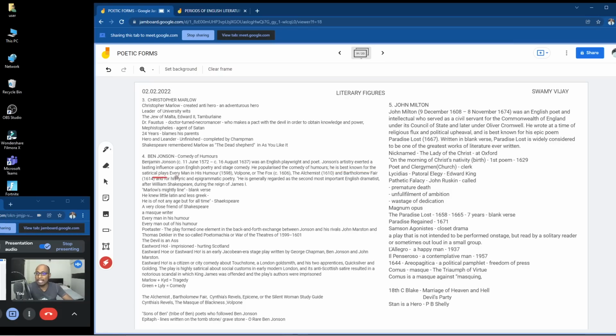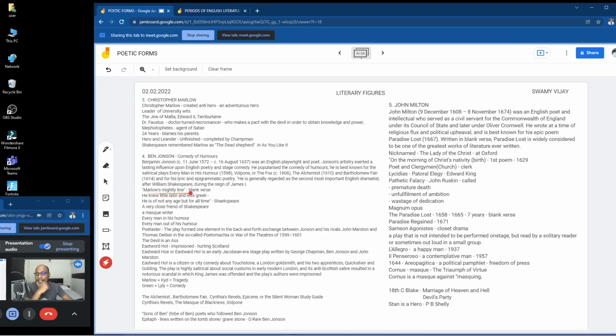He is best known for the satirical plays Every Man in His Humor, Volpone or the Fox, The Alchemist, and Bartholomew Fair, and for his lyric and epigrammatic poetry. He is generally regarded as the second most important English dramatist after William Shakespeare during the reign of James I. So who is this James I? The Jacobean king, the Stuart king. It is clearly given: after William Shakespeare, during the reign of James I, so it is the ruler of England. The Scottish poet James I may be different from this James I.